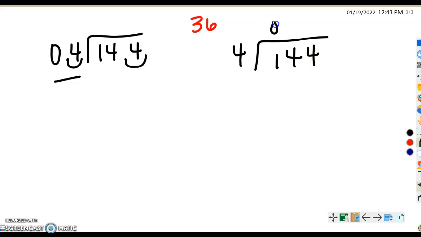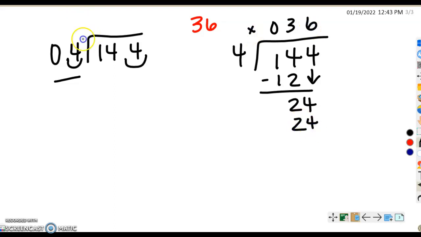4 can't go into 1, but it can go into 14. You can go in there 3 times. 3 times 4 is 12. Subtracting it, 2 left over. Bring down the 4. 4 goes into 24 6 times. 6 times 4 is 24. And subtract, 0 left over. So a pretty simple problem there once we get rid of those decimals. Just remember, the decimal's at the end here, and so when we bring it up into our answer, it really doesn't change anything. So it's still going to be 36 no matter what.